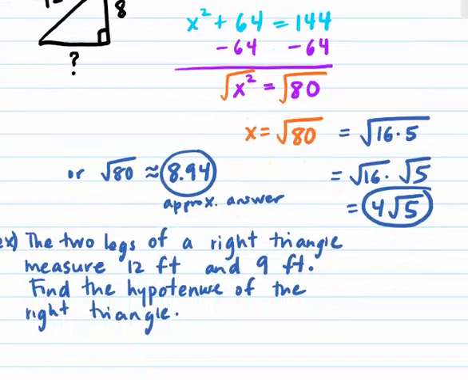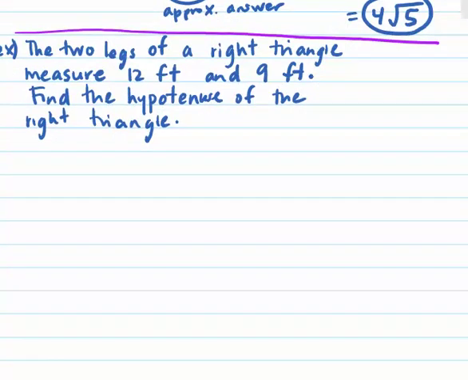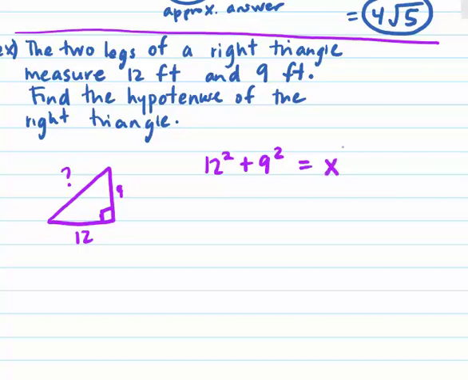In my last example, I'm told that the two legs of a right triangle measure 12 feet and 9 feet. Find the hypotenuse of the right triangle. So I draw my right triangle, I label the two legs that I know, and I don't know the hypotenuse. I set up my equation. The legs squared and added together equals the hypotenuse squared. So 144 plus 81 equals x squared. Add 144 and 81, that's 225.